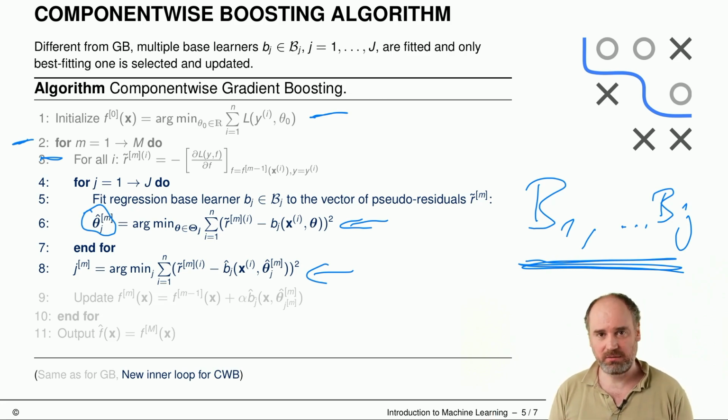Again, compute our vector of pseudo-residuals. We iterate through all of these J base learners, pick the one which is SSE minimal in its fit against the pseudo-residuals, add it into the mix, and so on, and so on, and so on.